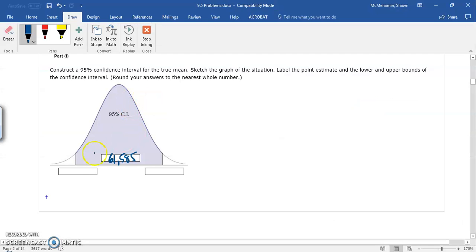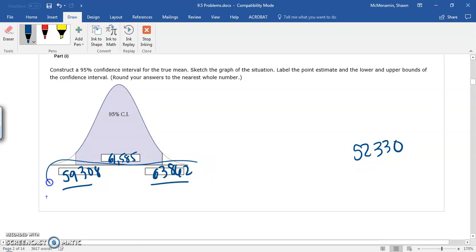So we have 59,308, 63,862, and what the 95% confidence interval means is we're 95% confident that the true population mean for the average annual salary of nurses is between 59,308 and 63,862. And you see our population mean 52,330 is actually not in this confidence interval. So that's another reason that points to the fact that we're rejecting the null and accepting the alternative.